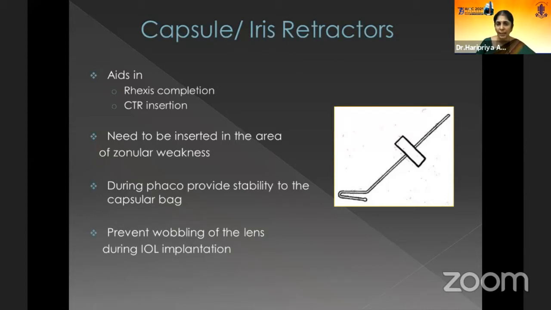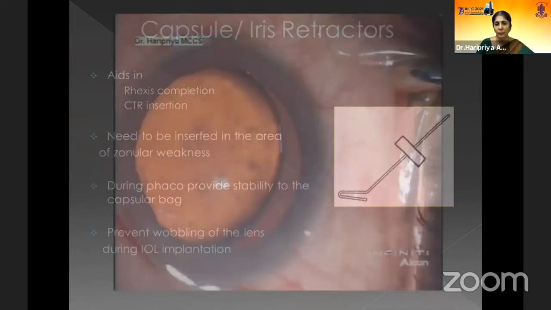I use iris retractors as well, the ones made by Grieshaber, for the same purpose. This would help in rhexis completion and CTR insertion. This would be inserted at the area of maximum zonular weakness, and this can help both for the phaco part and for the lens implantation as well. So even if one does not use it for the earlier steps, one can consider using it during the phaco or in the lens placement.